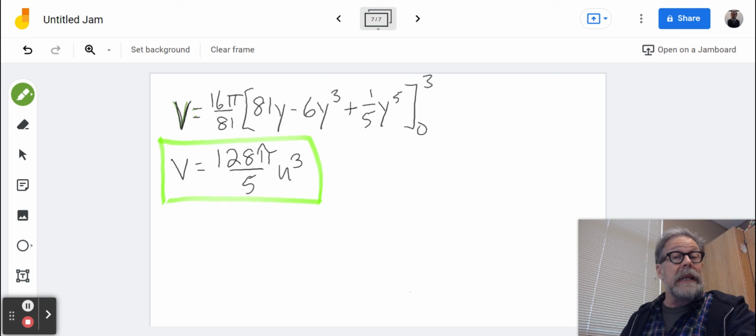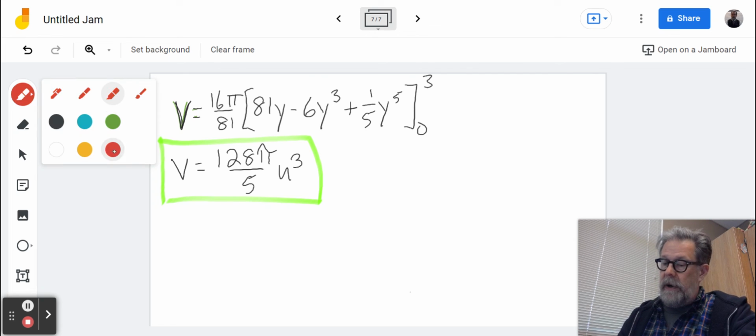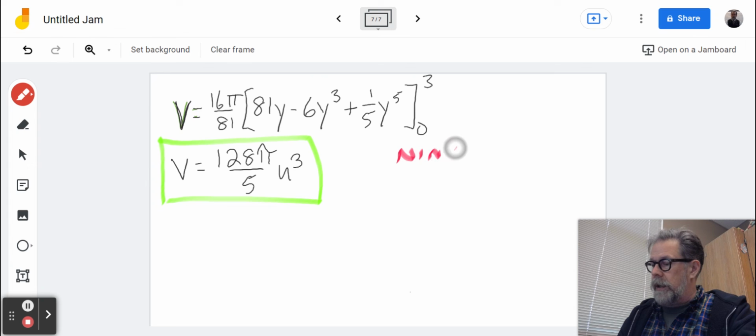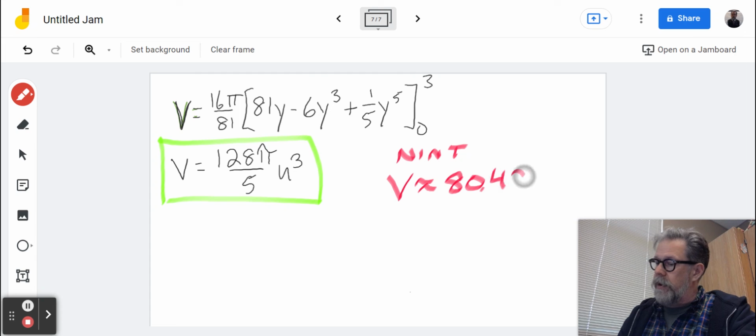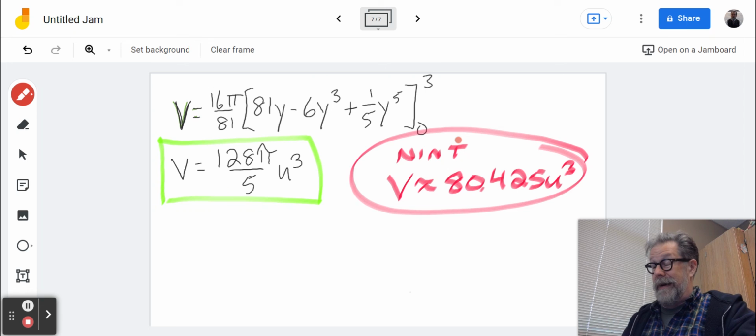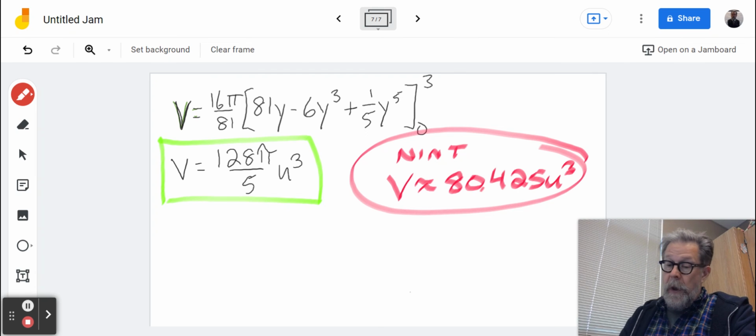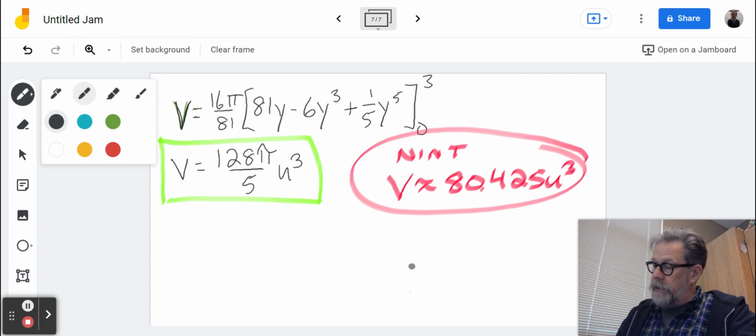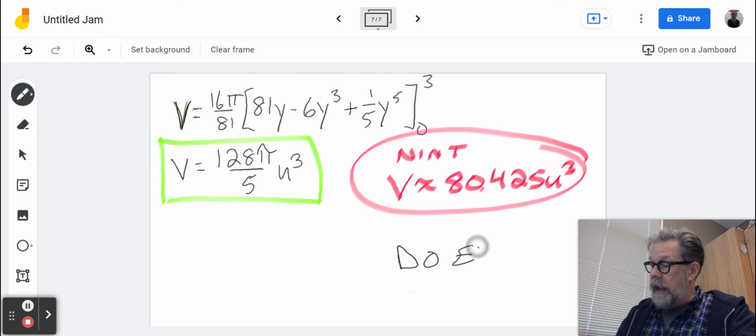There are times when you need a lot of decimal places, or I could shove it into my calculator and using my numerical integration feature, I would come up with 80.425 cubic units. It's also a good way to check your answer. Plug 128 pi over 5 into your calculator, plug the numeric integration in, see if they come up the same. All right, so my students, go ahead and do exercise 21 in the book.